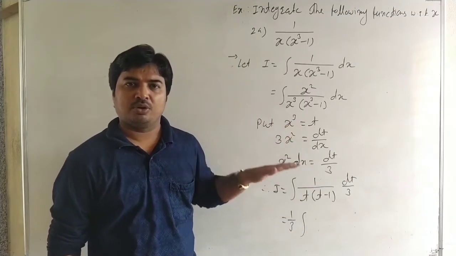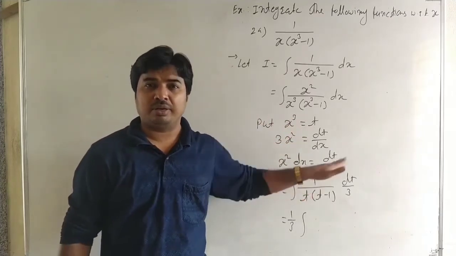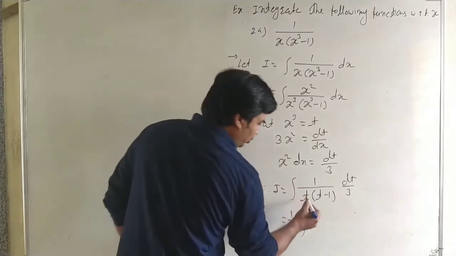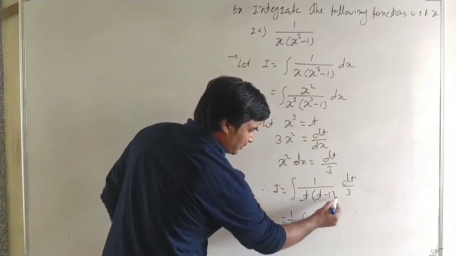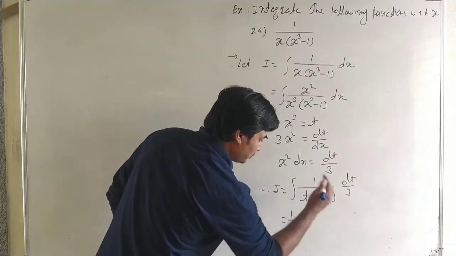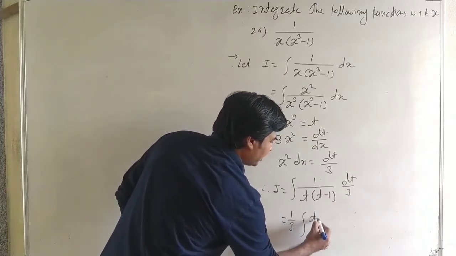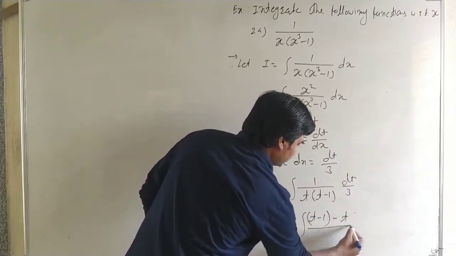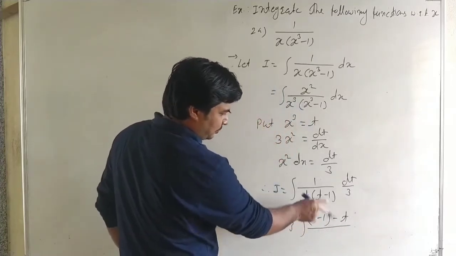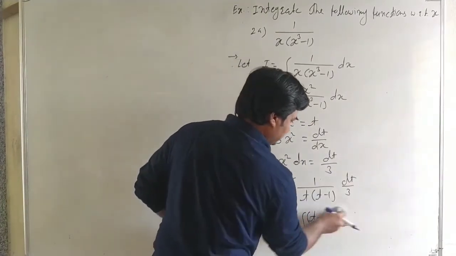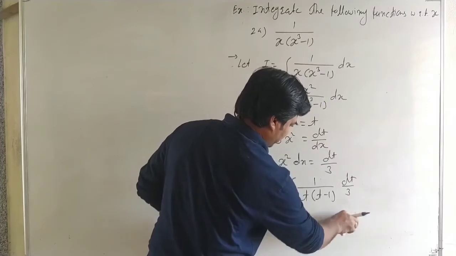The denominator is a product of two linear factors, so we adjust linear factors in the numerator. Therefore, t and t minus 1 are the two factors we adjust in the numerator. Here we can write t minus 1 minus t. See carefully: t minus 1 minus t, we get minus 1.